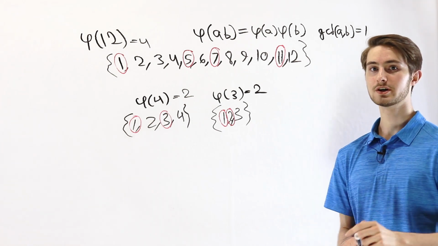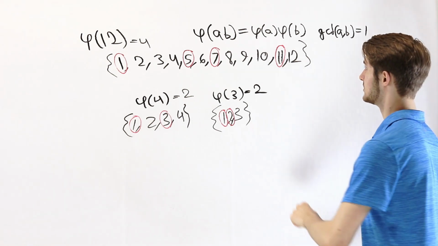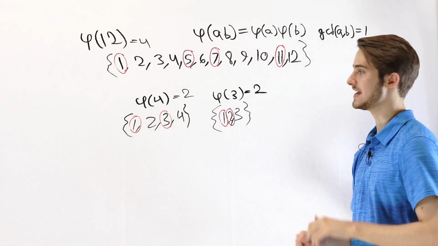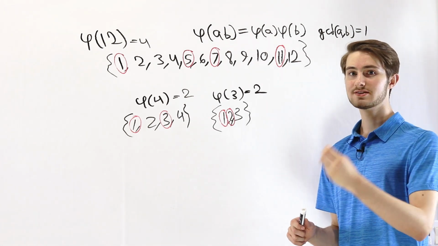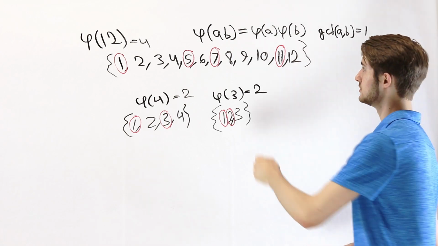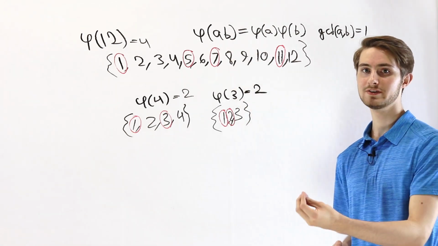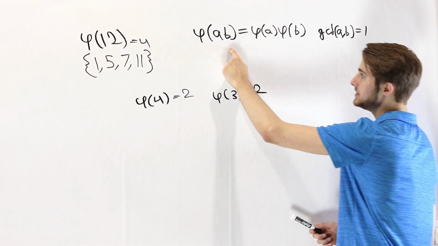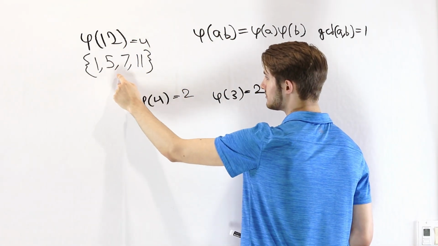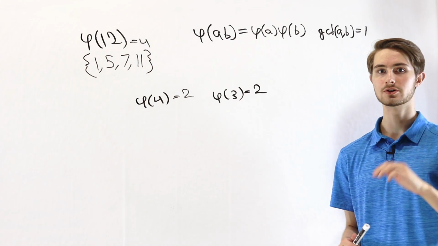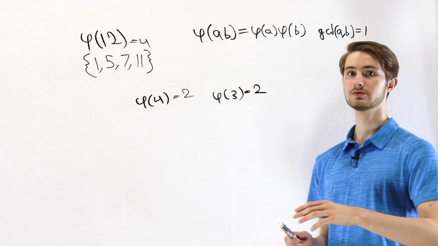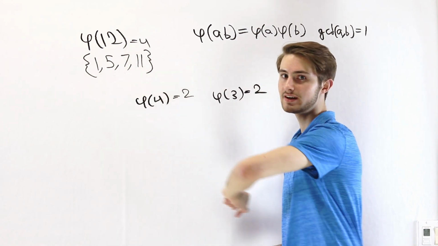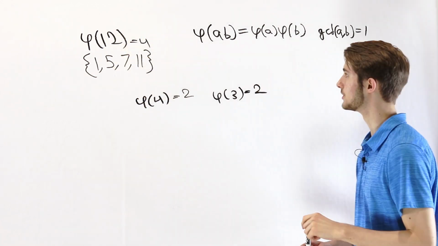In order to prove that phi of a times b equals phi of a times phi of b, we're going to start by constructing the set of numbers that are relatively prime to ab, between 1 and ab. The size of that set is equal to phi of ab. It's the number of integers coprime to ab. So in the case of ab being 12, we have the set 1, 5, 7, and 11. Those are all the numbers less than or equal to 12, which are coprime to 12. And since there are 4 elements in this set, phi of 12 equals 4.